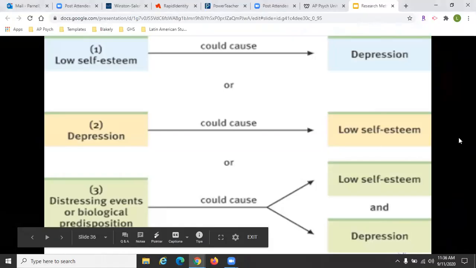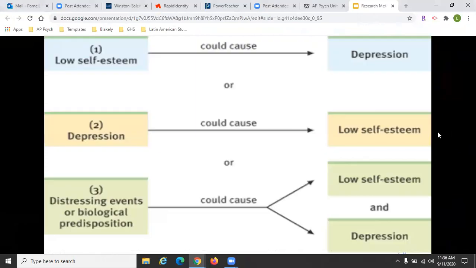So here's some more examples. Low self-esteem could cause depression. Depression could cause low self-esteem. But there are distressing events that could happen in someone's life. There's some biological predispositions, like brain chemicals in their head, and they could cause low self-esteem and or depression. So you can't say, oh, because someone has low self-esteem, it's because of the depression. Or you can't say because someone has depression, it's because they had low self-esteem.